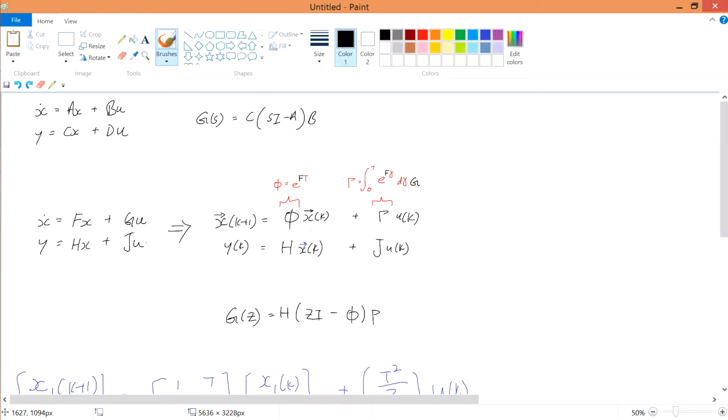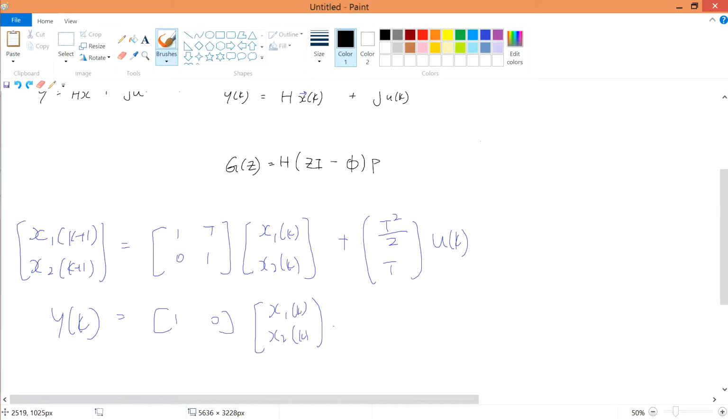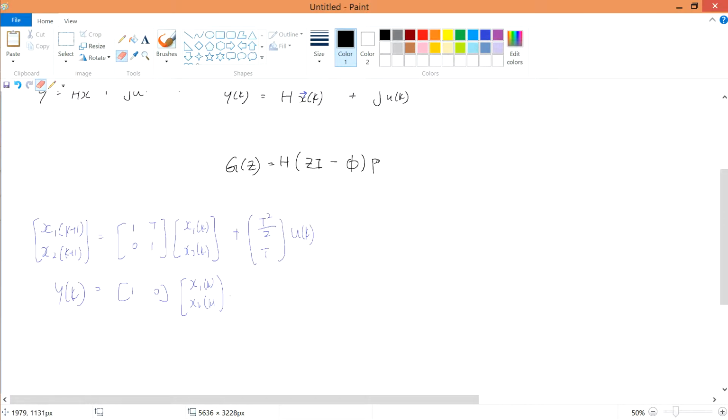And we have already found that this thing over here, with a transfer function of 1 over s squared, is this thing, correct? So what we have to do is just use this formula to help us get our Z transfer function. Okay, so let's start. Please take note, this is not P, this is the capital Gamma. This thing over here, remember, is your Phi. This over here is the Gamma. This over here is your H.